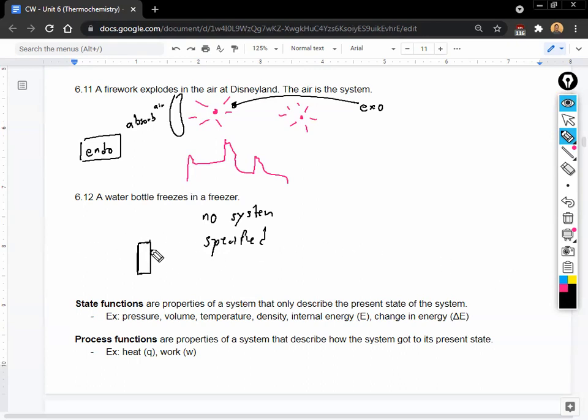Because if we said the water bottle is the system, that means it's exo because it's going to be releasing energy. But if we said the freezer is the system, then it's going to be endo because the freezer is taking energy from the water bottle. And so here we can't answer it because there is no system that was specified.